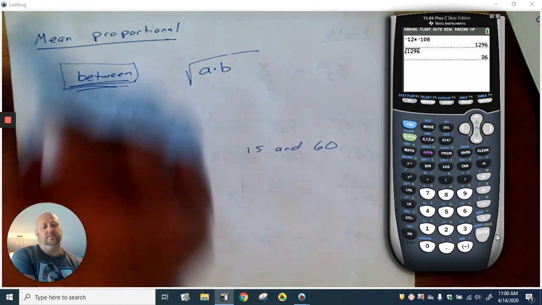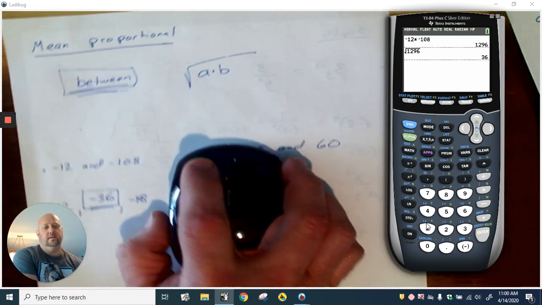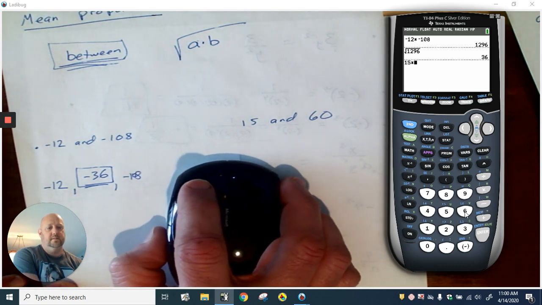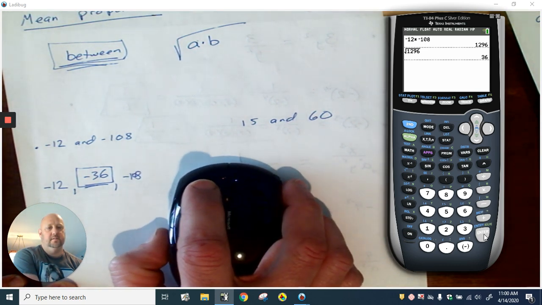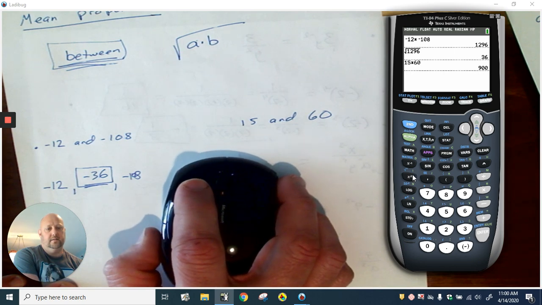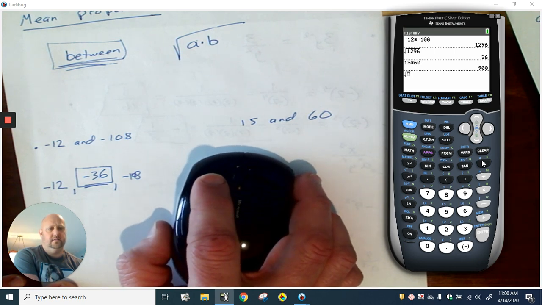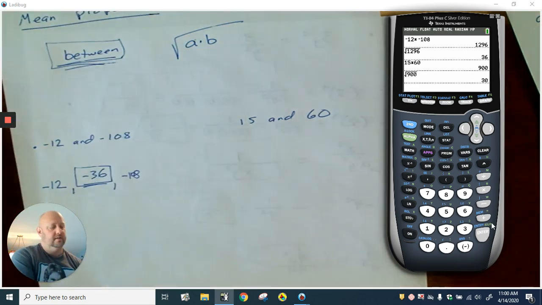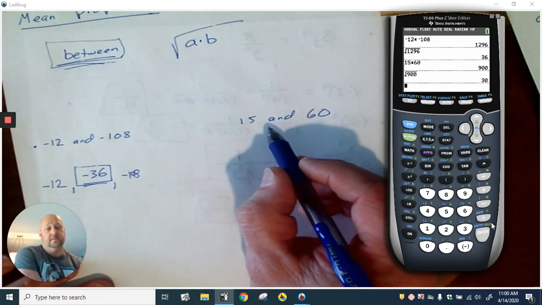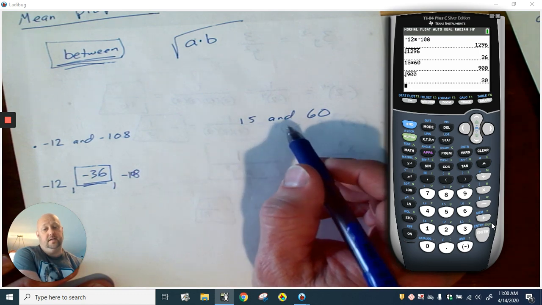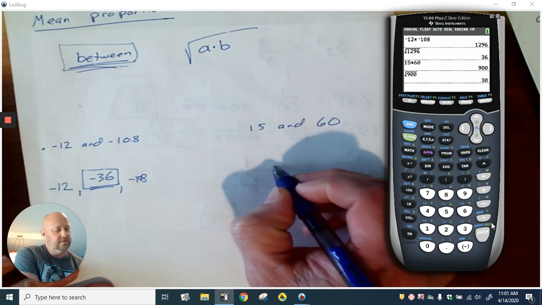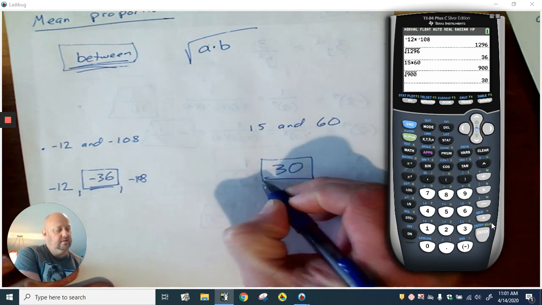Same way you could do this one over here. You could just multiply the 15 and the 60. So 15 times 60. Take the square root of that. So you're going to get 30. And then the answer, because it's plus or minus, it could be positive or it could be negative, but because the answer has to be between, then the answer has to be 30.